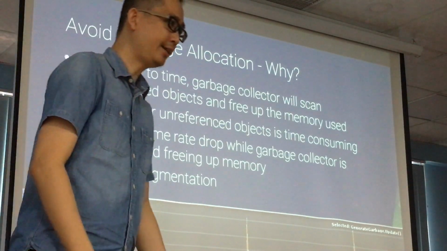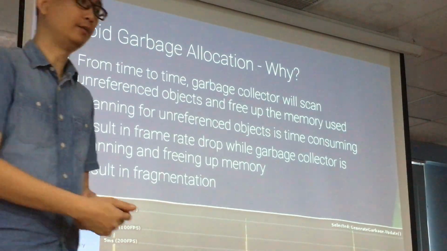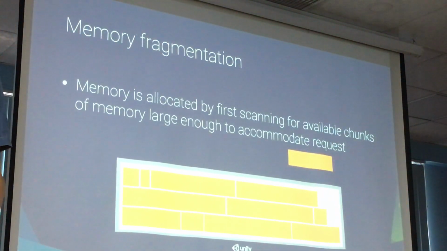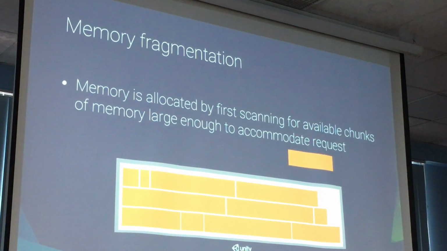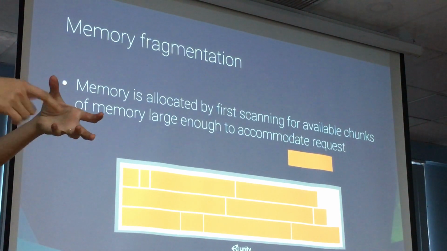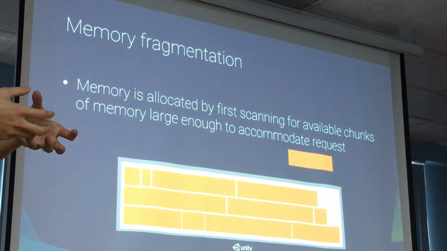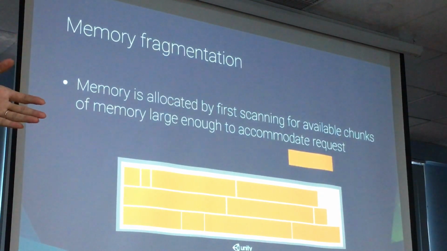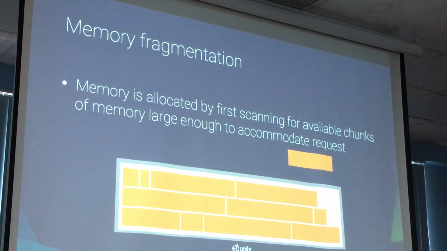Okay. And then just now I mentioned fragmentation. So what is memory fragmentation? So how memory allocation works is this. When you need a piece of memory on the heap memory, right? First, you will look through the heap memory to see if there's any available free memory to accommodate your request.